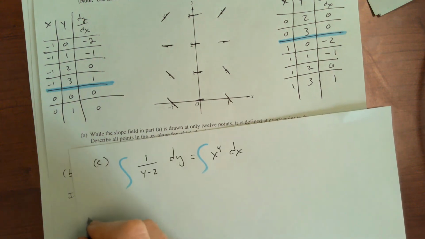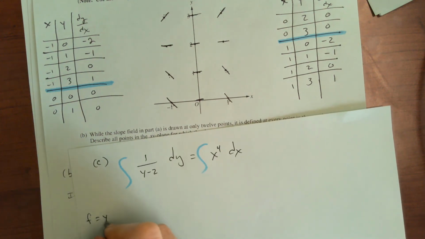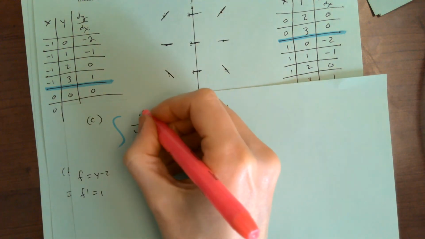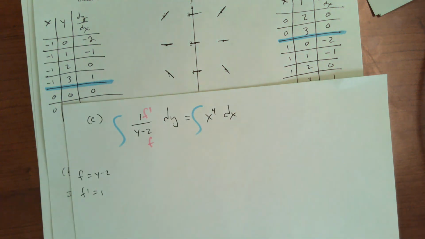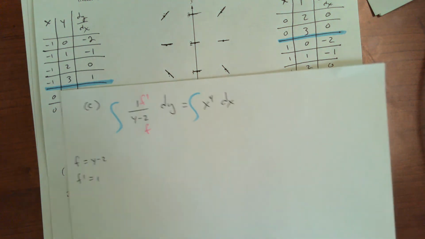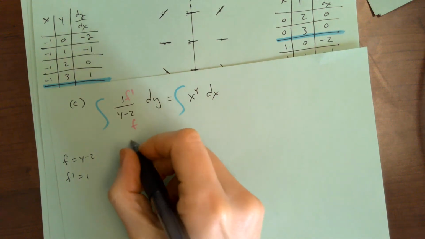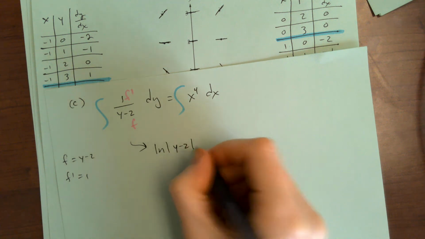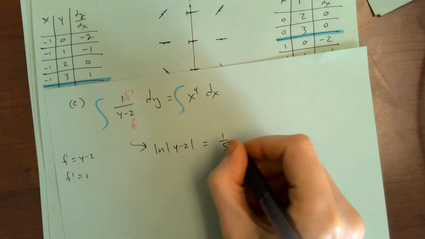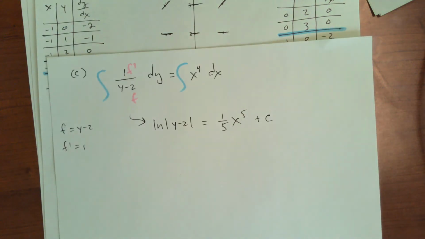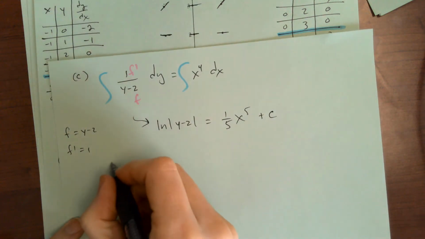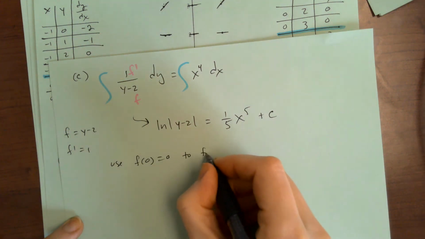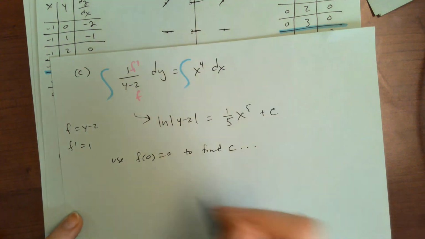All right, and then here's a little aside. So f is y minus 2, f prime is 1. So this does end up being f prime over f. So the antiderivative of that side is this. Antiderivative of that side is that. Now we got to find c. Use f of 0 equals 0 to find c.